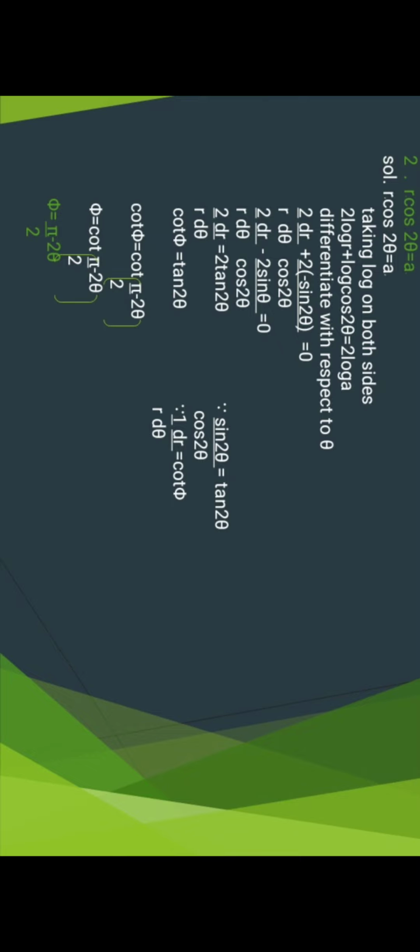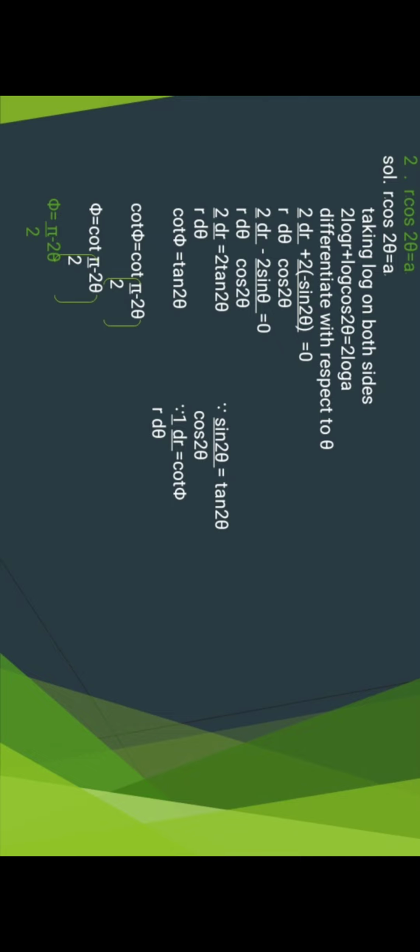Now we know that sin 2 theta by cos 2 theta is equal to tan 2 theta. That is the logic applied in the next step, that is 2/r dr/d theta = 2 tan 2 theta. Now we cancel 2 from both sides. Now 1/r dr/d theta can be written as cot phi from the theorem, and tan 2 theta is written as it is.